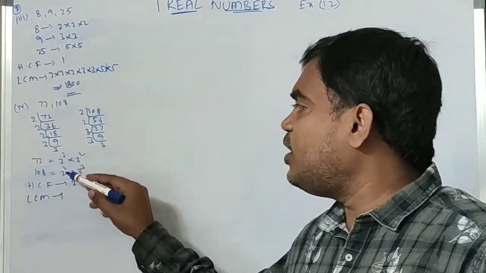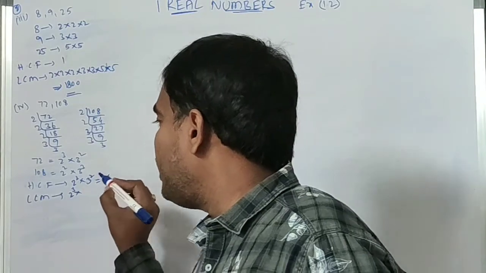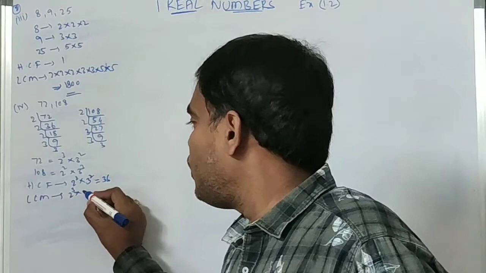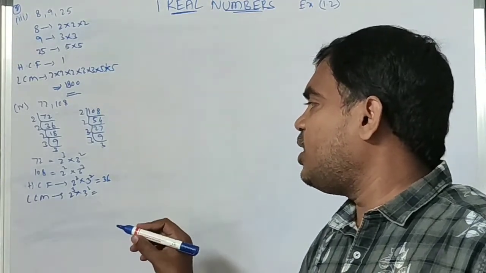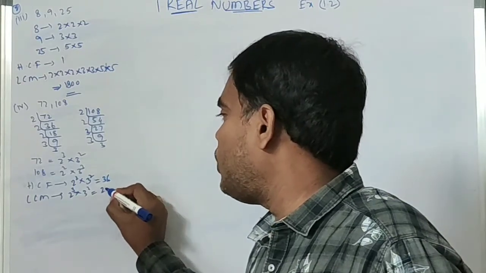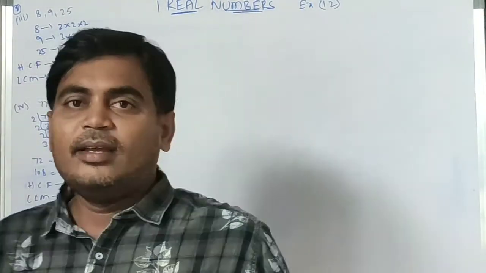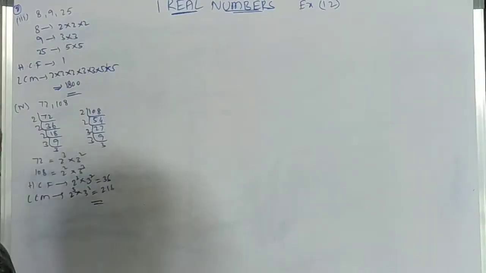Between these two, 2 cube is the greater power. So I am writing 2 cube into 3 square, 3 cube. In this, 3 cube is bigger, so we write 3 cube. 2 cube is 8, 3 cube is 27, 27 into 8 is 216. So this is the LCM. This is the way to find the LCM. Okay. Next, fifth question.